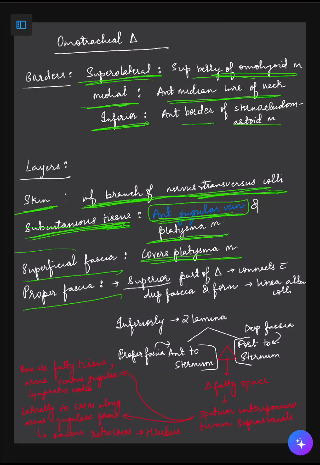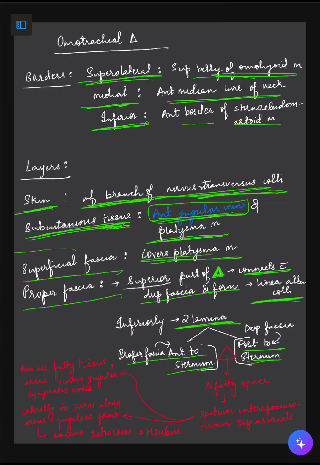Proper fascia, the superior part of this triangle. What does the proper fascia do? In the omotracheal triangle, at the superior part, it connects with the deep fascia and forms the linea alba colli. This is the superior part of the triangle. But inferiorly, this proper fascia divides into two lamellae. What are those? Proper fascia anterior to the sternum and proper fascia posterior to the sternum.